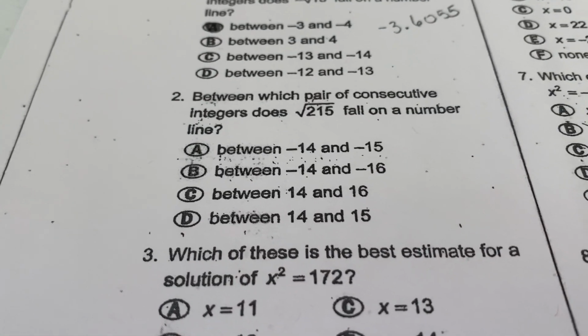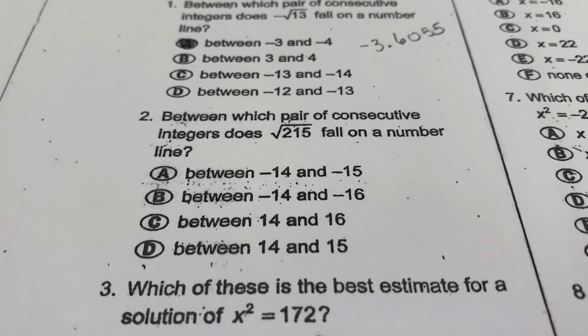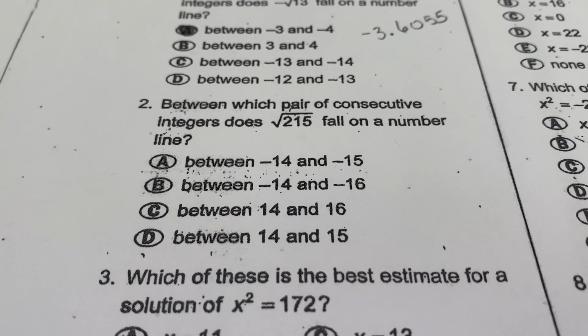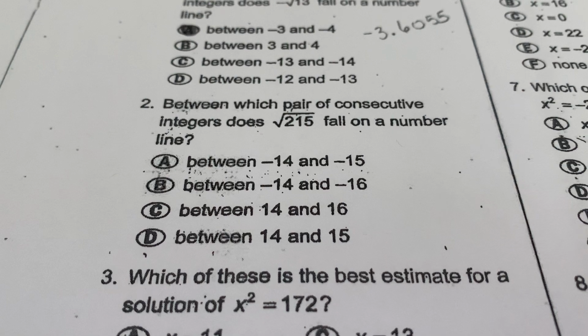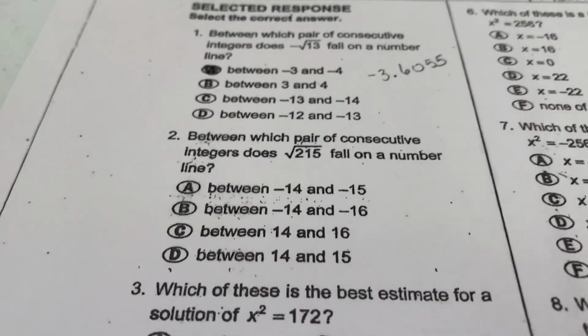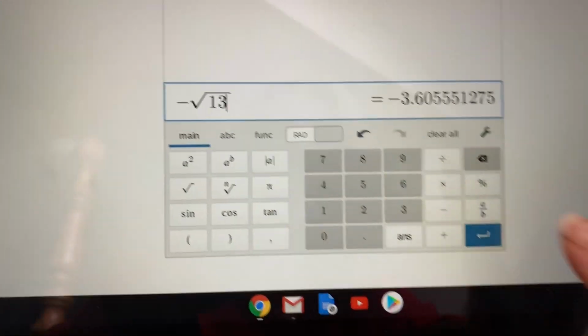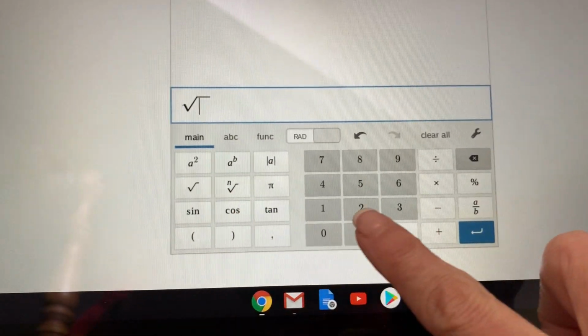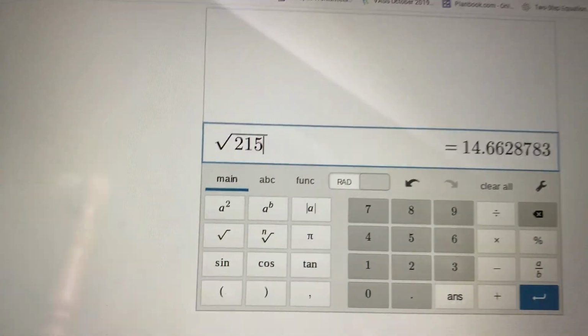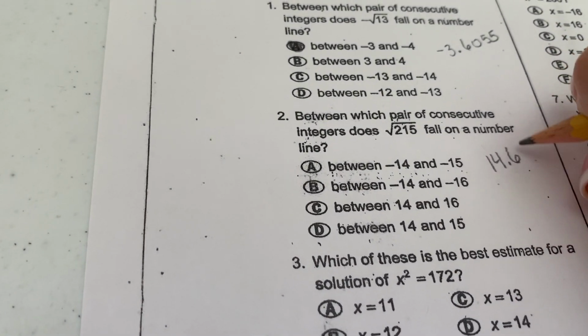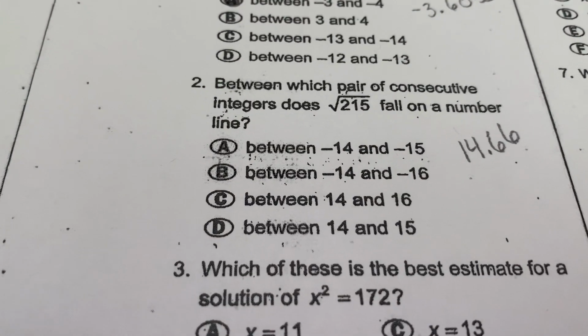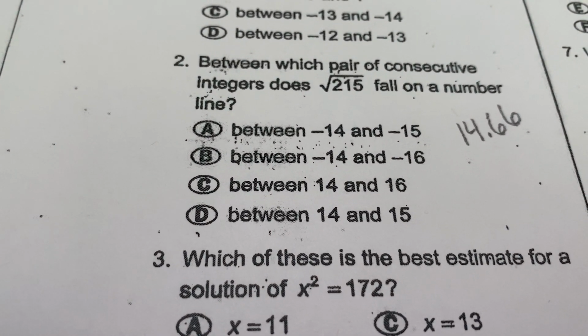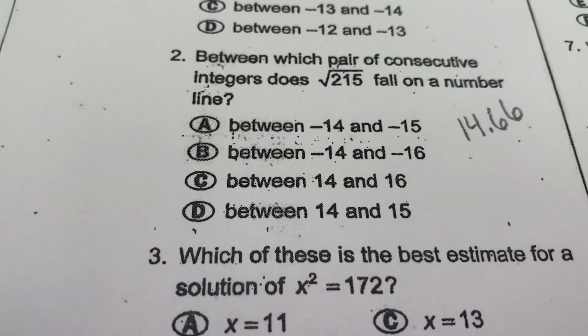Okay, number 2. Between which pair of consecutive integers does the square root of 215 fall on a number line? Again, consecutive means that it's in order. So let's look at our calculator again. I'm going to clear that, and we're doing the square root of 215. We get 14.66. I'm going to write that down on my paper, and I can see that that's positive. So 14.66 would be between 14 and 15.